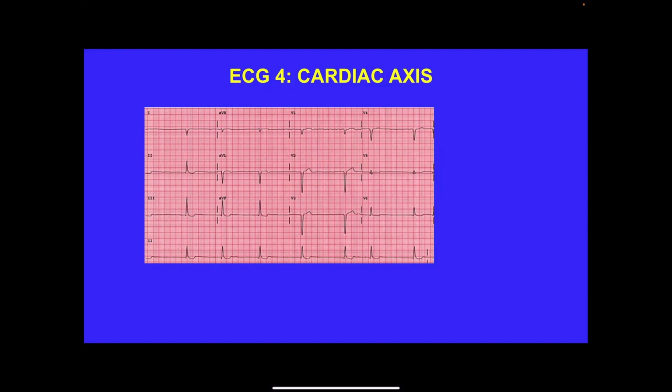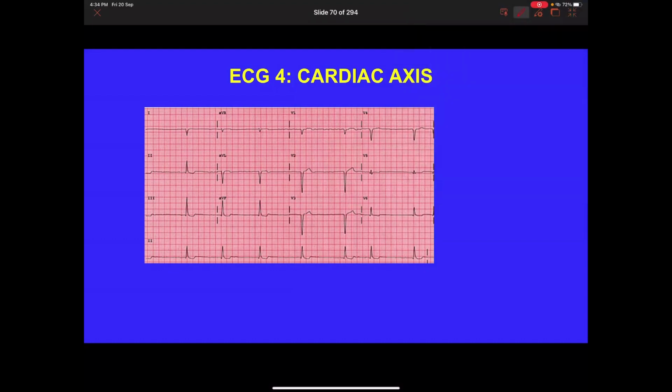Yes, why? Lead 1 is negative and AVF is positive. Exactly. I'm going to keep drawing this until it gets easy. Lead 1 plus, AVF minus. Sorry, in lead 1, it's negative, and in AVF, it's positive. Lead 1 negative, AVF positive means it's here. So this is right axis deviation.